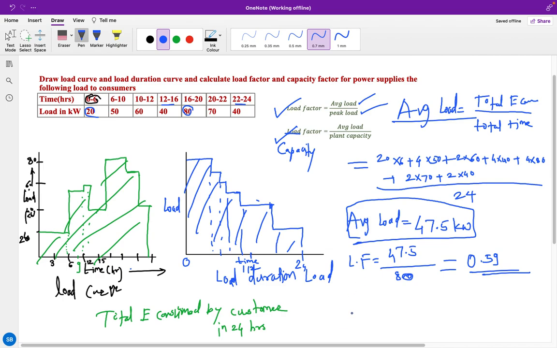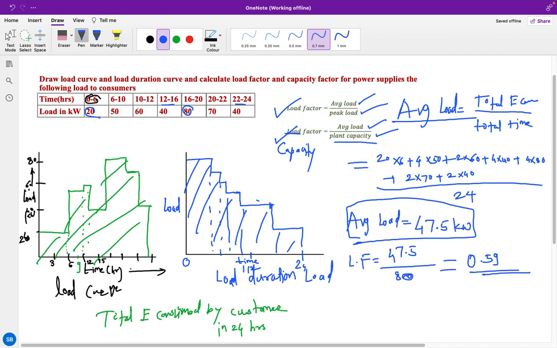Now next is to find the capacity factor. The capacity factor is the average load divided by the plant capacity. We already know the average load, that is 47.5 kilowatt. We have to find the plant capacity. Here is the tricky point, or the tricky concept, of this particular numerical. The plant capacity is not directly given in this problem, so we have to consider the plant capacity as per our convention.